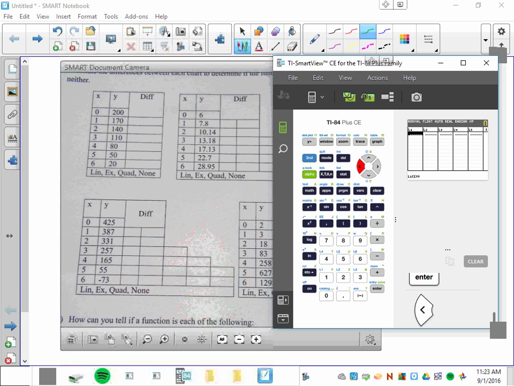L1 will be the x's, L2 will be the y's. I'm just going to use 0 and 1. So 0, enter, and 1, enter. And then we go over here, and you have to make sure that you put the corresponding y's. So 0 is matched with 200, and 1 is matched with 170. So 200 and 170.